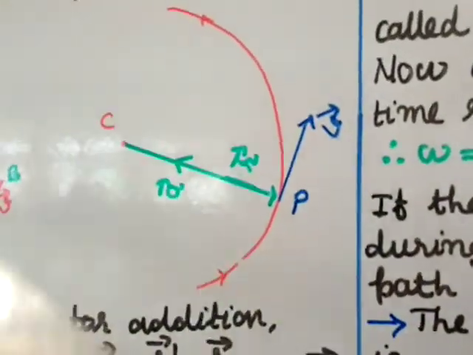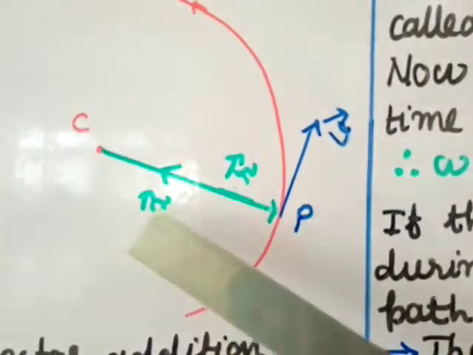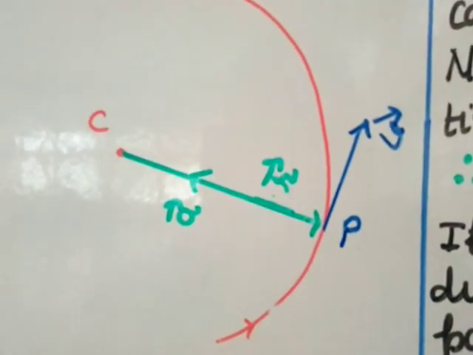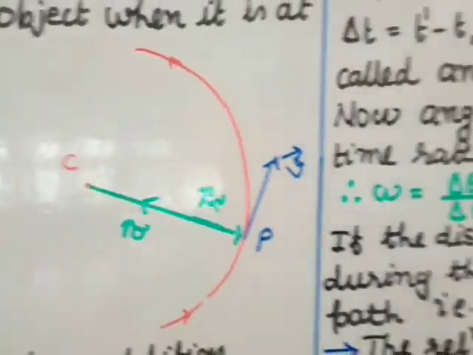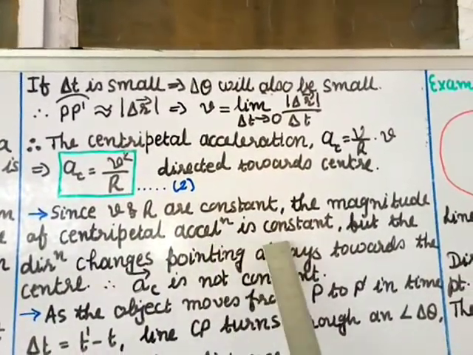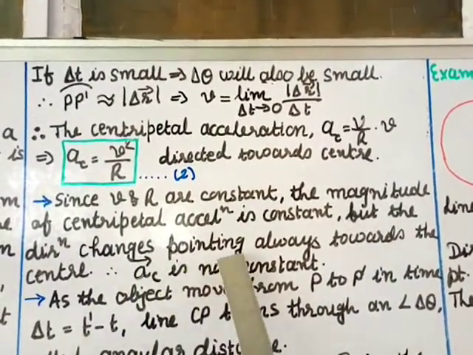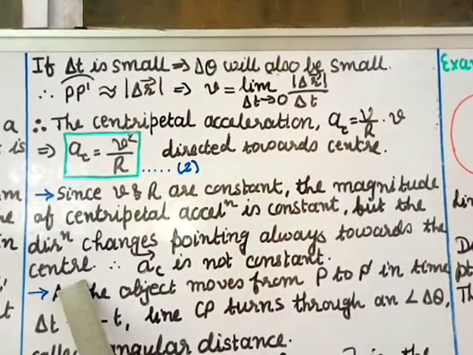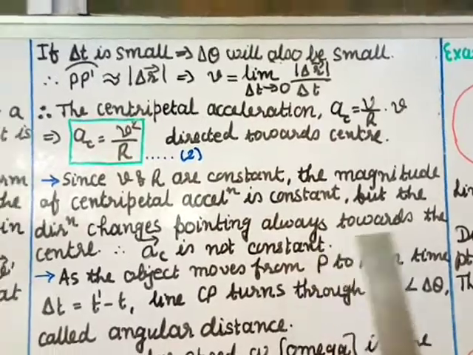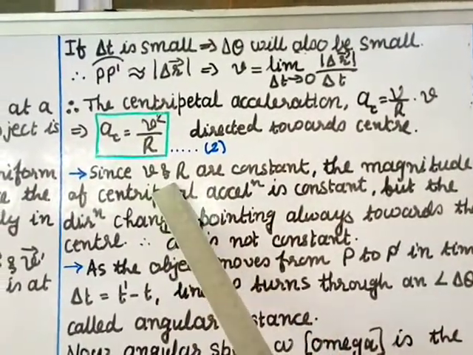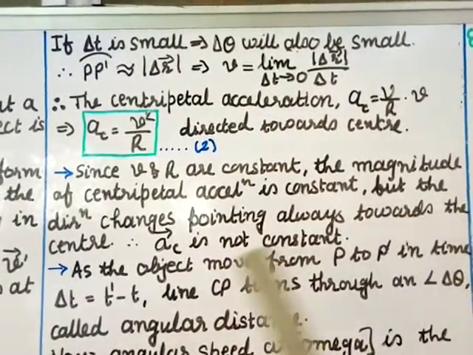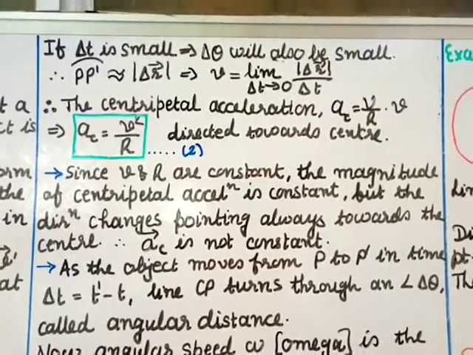See here, I have drawn in the diagram that this acceleration is always towards the center at any point. The direction is changing every time, but the magnitude remains constant. Since v and r are constant, the magnitude of centripetal acceleration is constant, but the direction changes, always pointing towards the center. Therefore the vector centripetal acceleration is not constant. So magnitude is constant because v and r are constant, but it is changing its direction, always pointing towards the center. Therefore the vector is not constant.